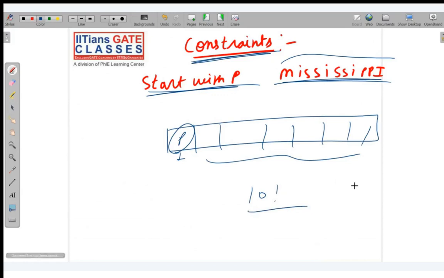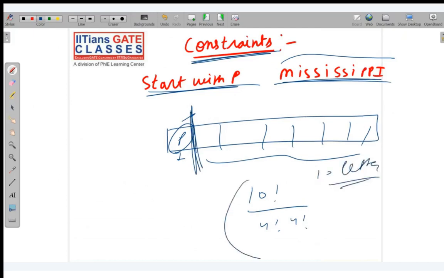Now 1 P is already taken, so only 1 P is left. So now you will not consider that P is repeated at all. Only 1 P is left, so no problem. S is repeated 4 times, I is repeated 4 times. P was repeated 2 times, but I will not consider this as a repetition because 1 P is taken. You just separate it out. So now I will say 10 letters are remaining. Now you just arrange them. So 10 factorial divided by 4 factorial, 4 factorial. This is the answer.